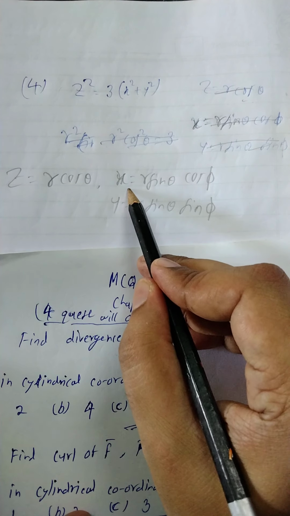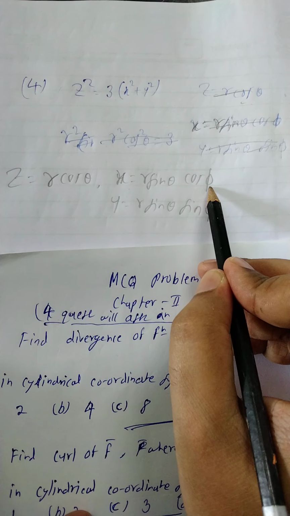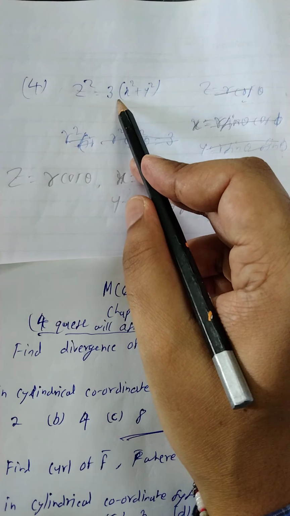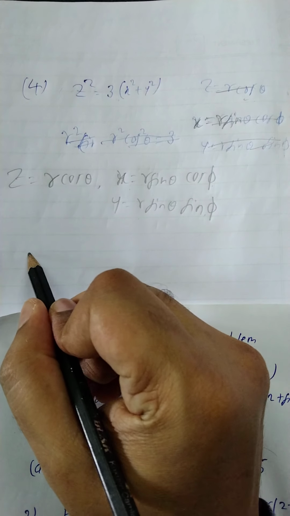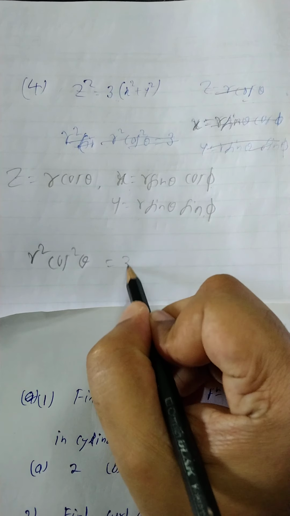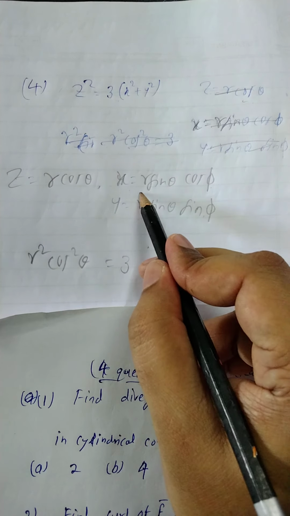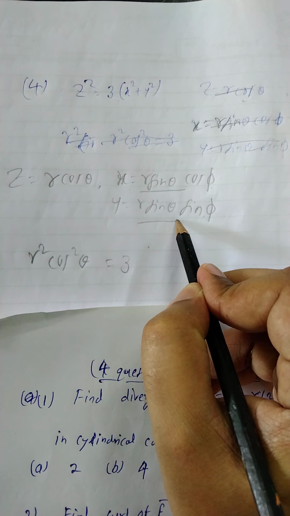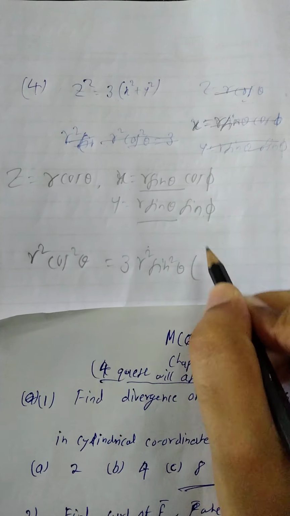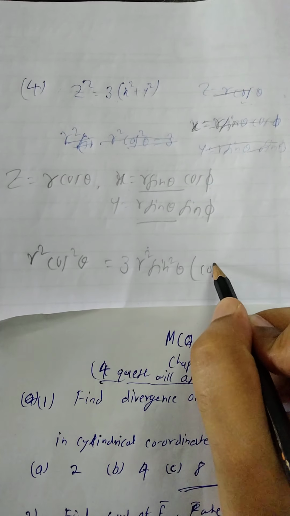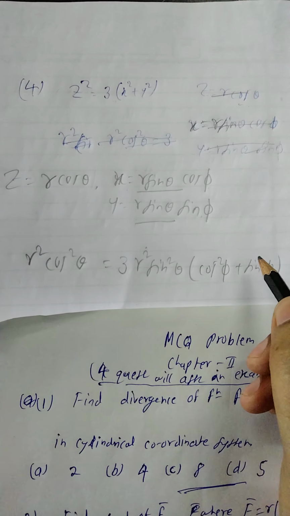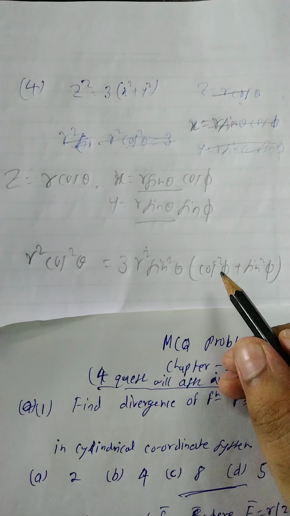For the spherical coordinate system, z is equal to r cos theta, x is equal to r sin theta cos phi, y is equal to r sin theta sin phi. So we are going to put this in the above equation. Z square is r square cos square theta, which is equal to 3. Now x square plus y square, this term is common, so we are going to put it outside: r square sin square theta. What is remaining? Cos square phi plus sin square phi.